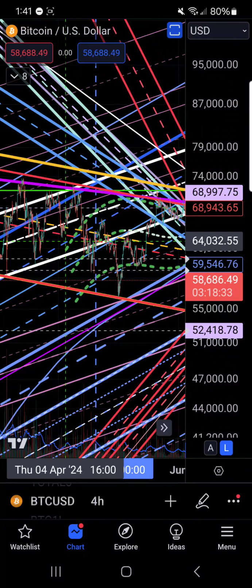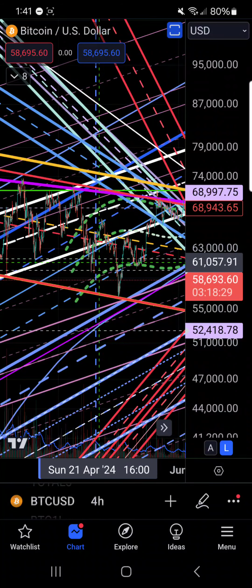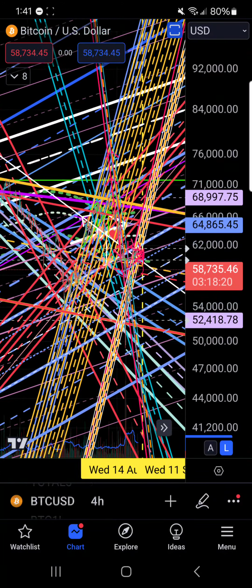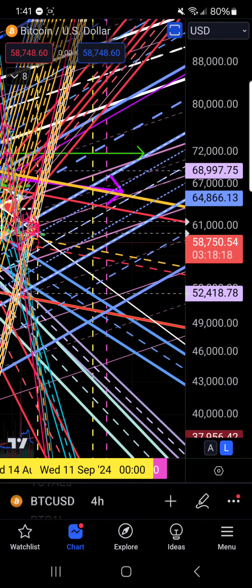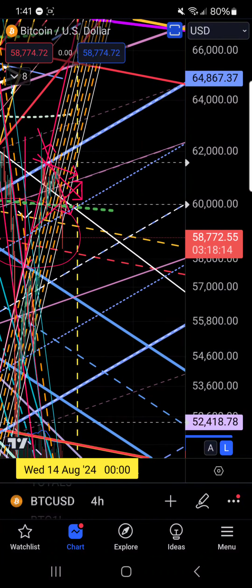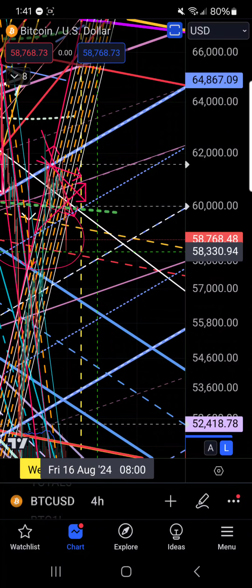But you can see how the center lines of these channels have acted as support and resistance here. And so that's what it's doing now. Now, that's good that that's acting as support. It's probably a pretty decent buying opportunity for a lot of people.